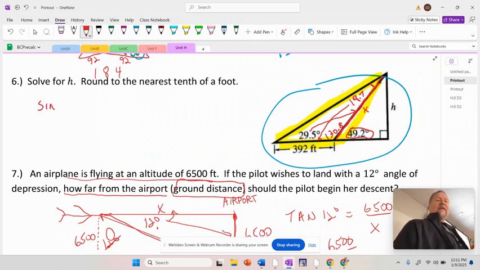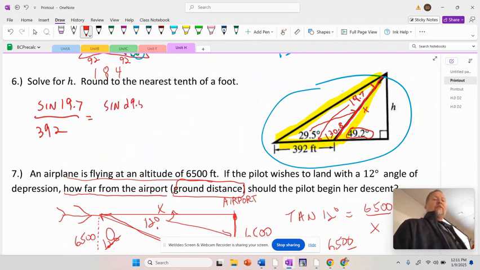It was just sine of 19.7 over 392 equals sine. Why would we not use this? Not judging. I would never do that with other teachers, right? Over x. Why would we not use this if we did this last year? Because the other way was like setting up a system using only SOHCAHTOA, and that's why it got so convoluted and lengthy.